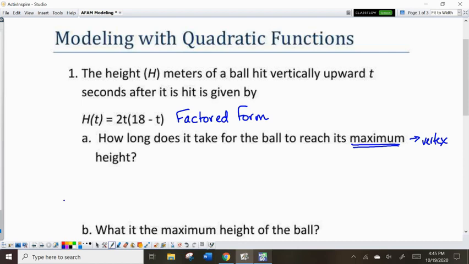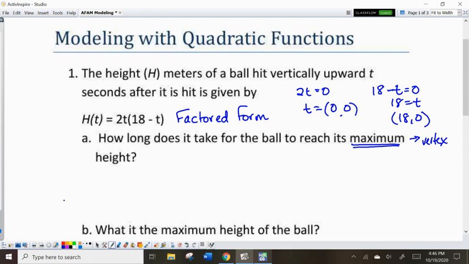So let's think about those two x-intercepts. Our first factor is 2t. So our first intercept is at 0, 0. Our second factor is 18 minus t, and that would give us an x-intercept of 18.